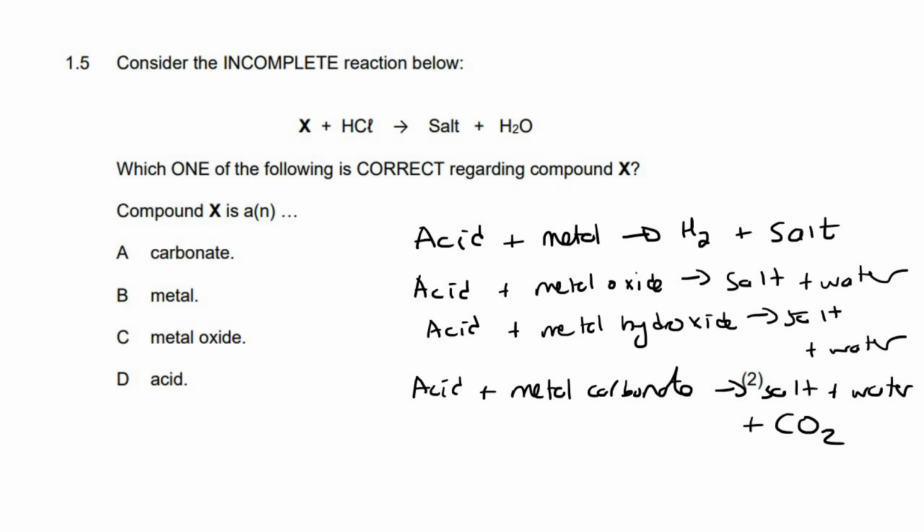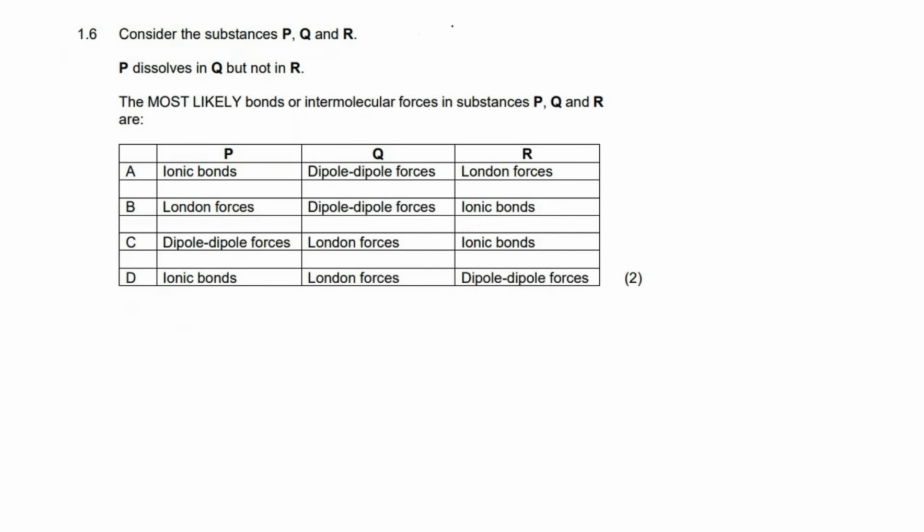dioxide. So if you're producing a salt and water, then it can only be either this one or this one. So here they have metal oxide, so it's definitely going to be that one. Consider the substances P, Q, and R. P can dissolve in Q, but not in R.